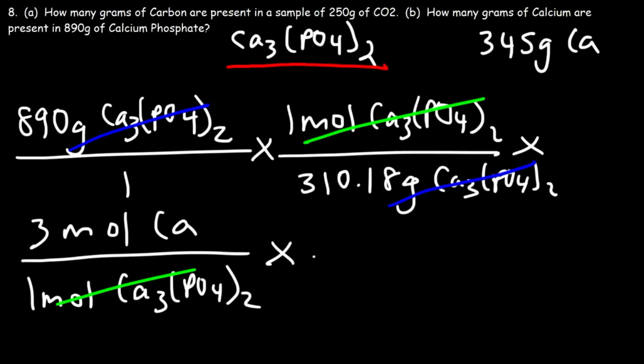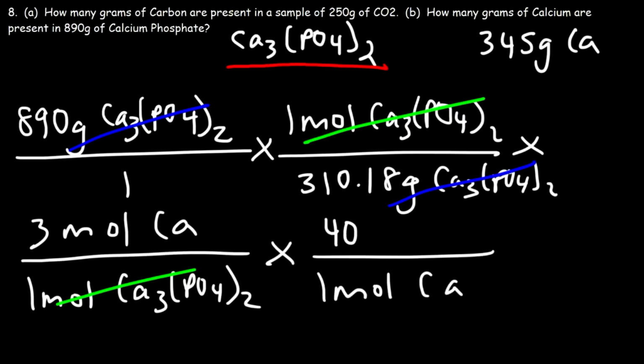And then the last thing to do is to convert from moles to grams. So based on the molar mass of calcium, 1 mole of calcium has a mass of 40.08 grams. And so now these units cancel. And of course, you're going to get the same answer.